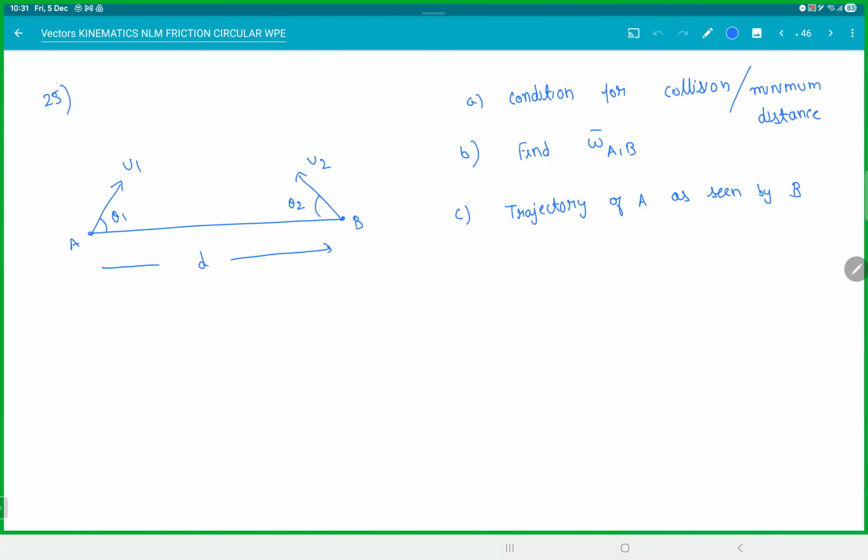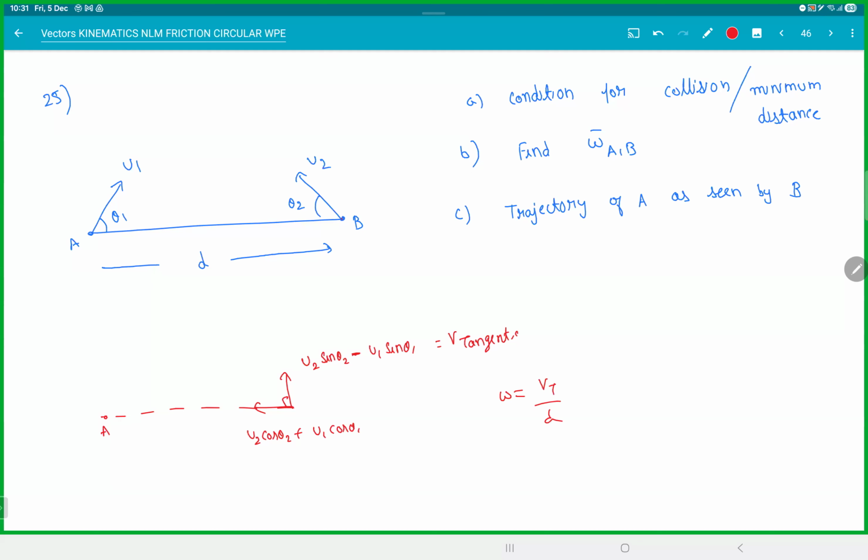What else did I ask you? Omega. So same story here. If you stop A, do you think B is going with u2 sine theta 2 plus u1 sine theta 1? And u2 cos theta, this is minus. So basically this component will be your V tangential. This velocity is responsible for rotation. So omega will be the V tangential by the distance between them.